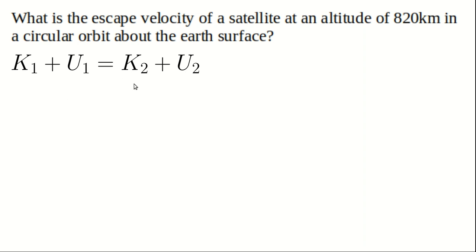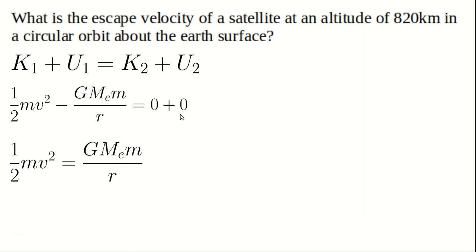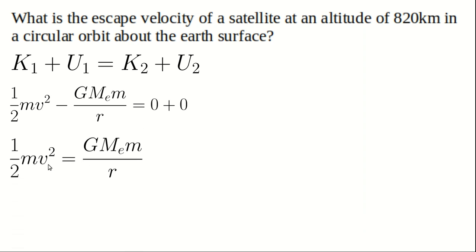The kinetic energy when the satellite goes to infinity is going to be 0. The potential energy when the satellite goes to infinity is also going to be 0. So in that case, we have this expression. So this minus this equal to 0 plus 0. So if this one comes to this other side, it becomes this. So we can make our V the subject of the formula, and that gives us this.